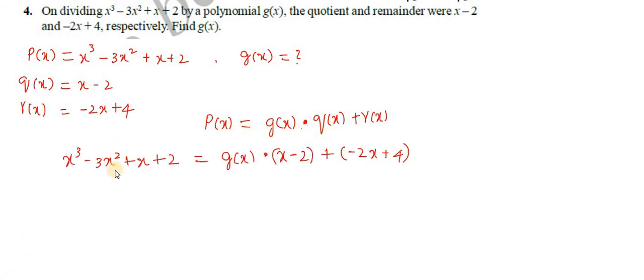Okay, I substituted the p of x value here, and g of x we don't know, so I kept it like that only. And x minus 2, that is q of x, we know, I wrote that. The r of x value is minus 2x plus 4, so I substituted that also. Now we can simplify and isolate g of x, in the sense we need to transpose everything to the left hand side according to the proper rule.